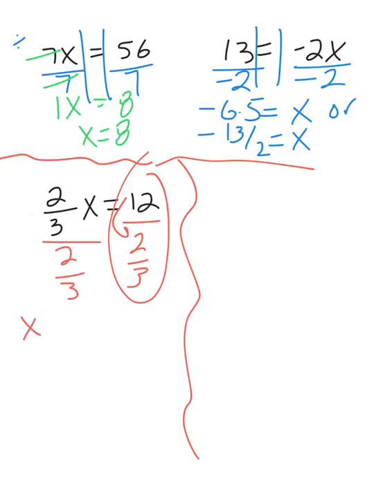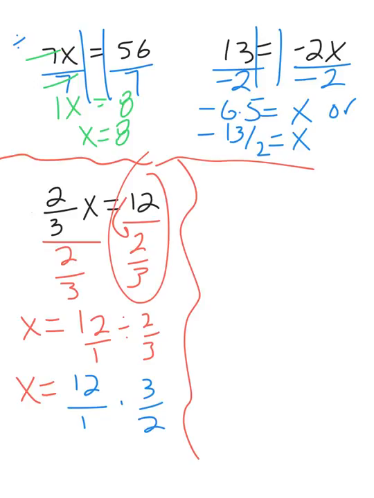What you have to really think of is that this is x equals 12 divided by 2/3. And if you remember your division rules, it's 12 times 3/2. We multiply by the reciprocal. The reciprocal of 2/3 is 3/2. We're simply flipping the denominator and the numerator. They're changing their places. So down here we end up having x equals 18. 36 divided by 2 is 18.